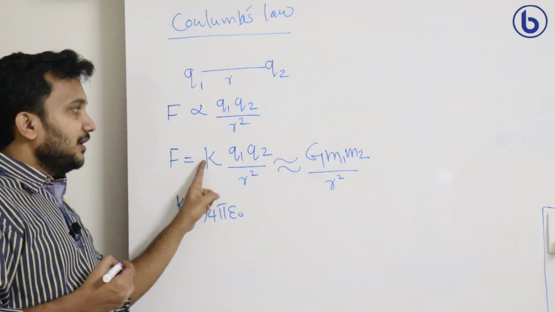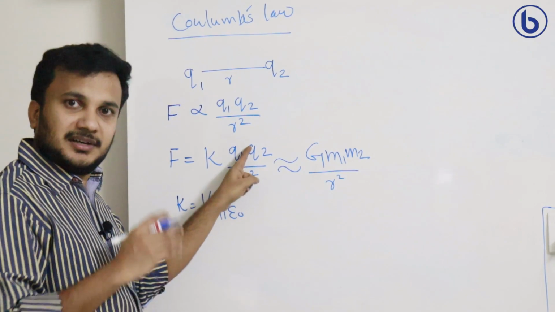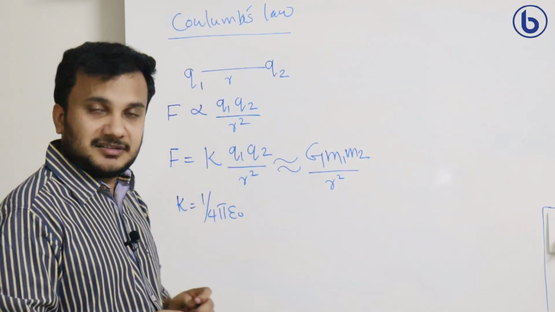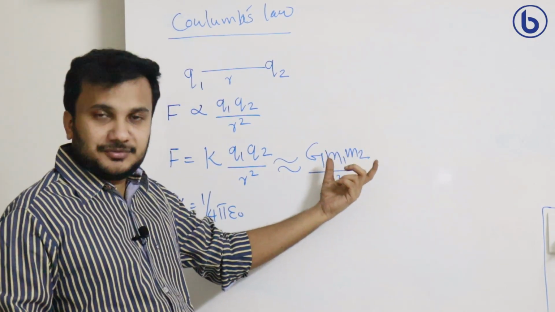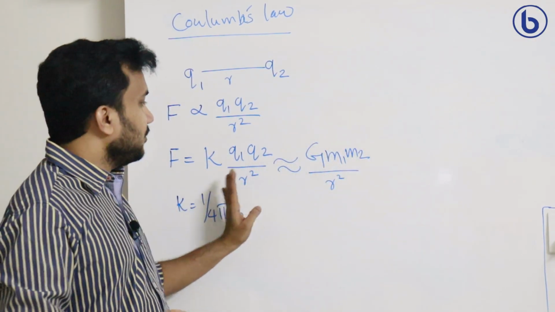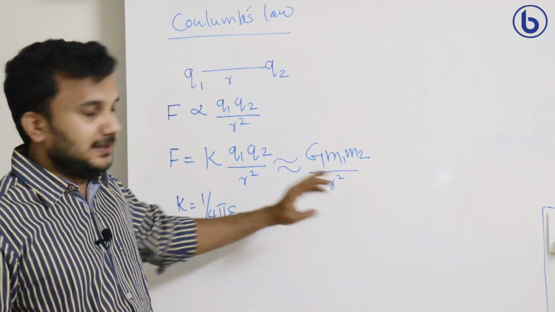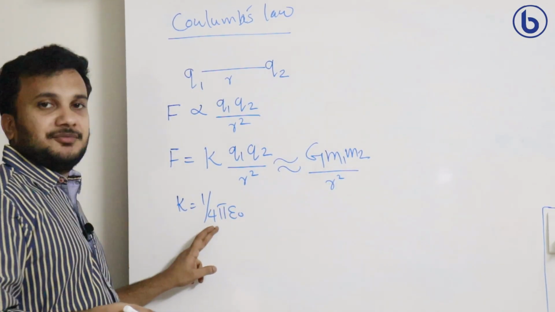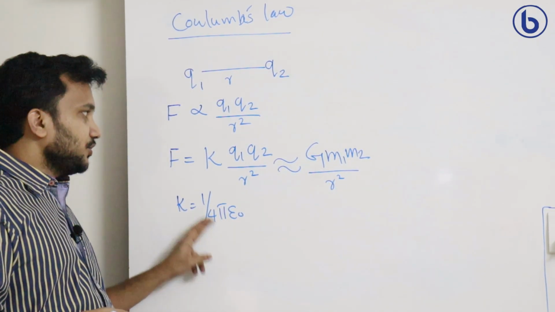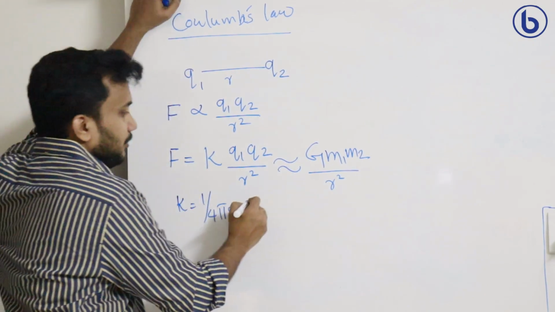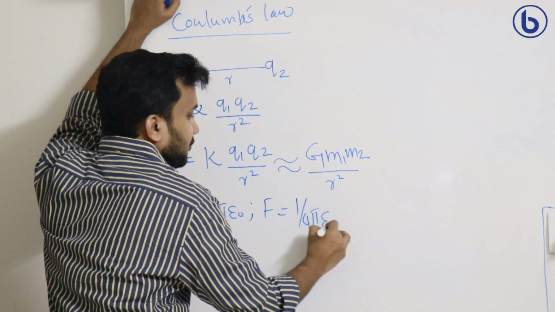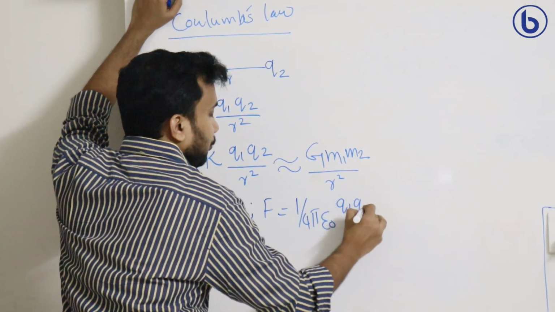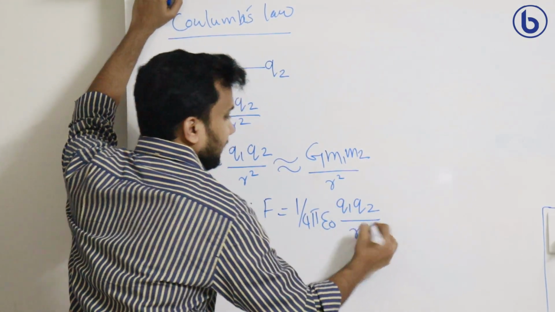Instead of G, K will come, and Q1 Q2. Here it is charge. In second year we are learning more about electricity and magnetism, so it is charge. In first year we learned about the mechanics of physics, so there it is masses. The distance will be the same in the denominator. K is called 1 by 4 pi epsilon 0 in this equation. So I am rewriting the equation here: F will be equal to 1 by 4 pi epsilon 0 Q1 Q2 divided by R square.